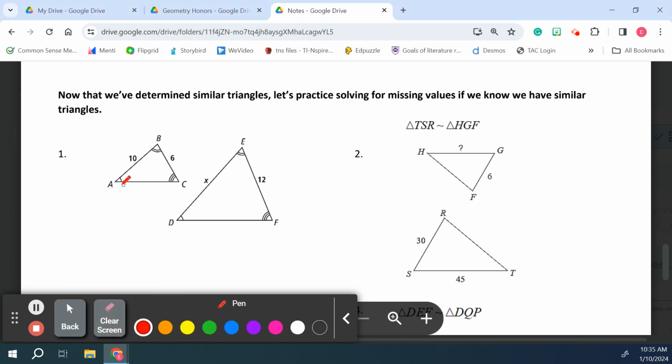Now, as you can see, I have to make sure everything's lined up accordingly. So I'm looking at AB. It looks like AB and ED should be the similar sides. So I'm going to set this up as a proportion with the smaller triangle over the larger triangle. So I'm doing like little to big.